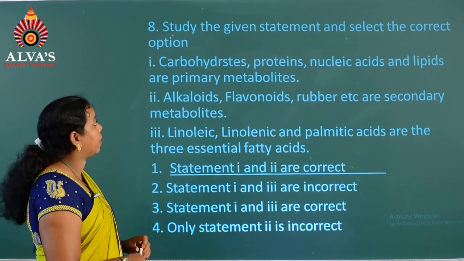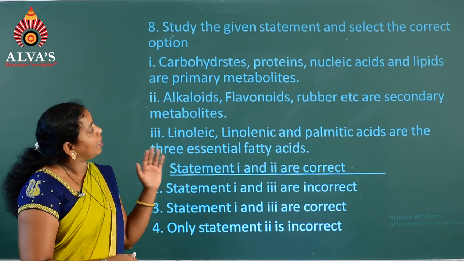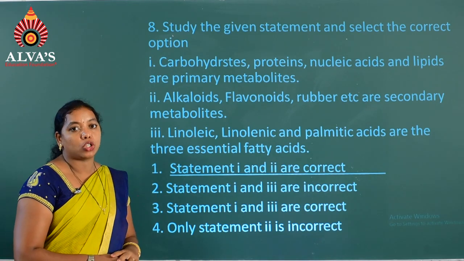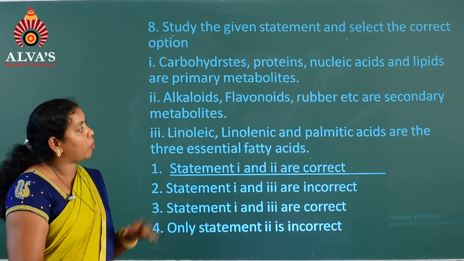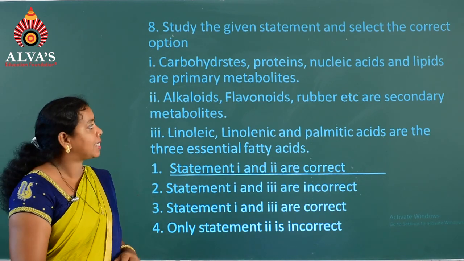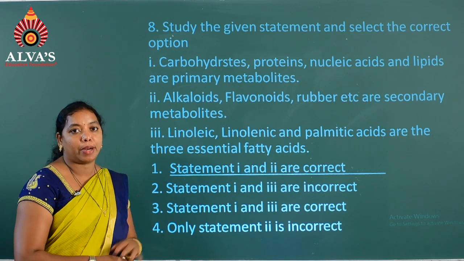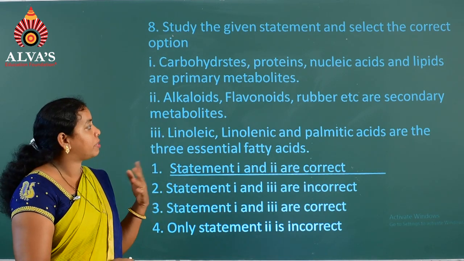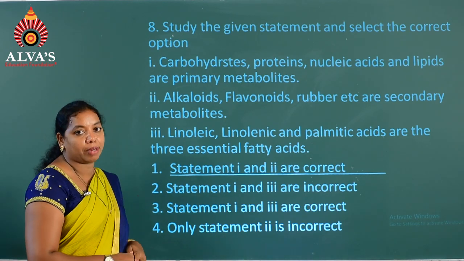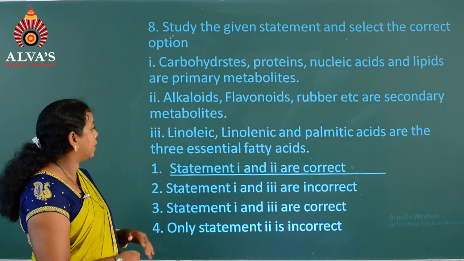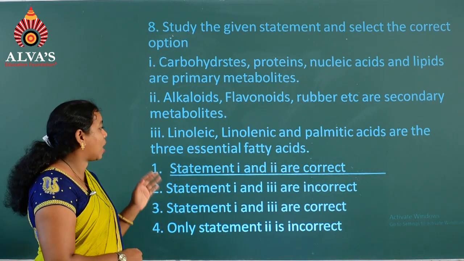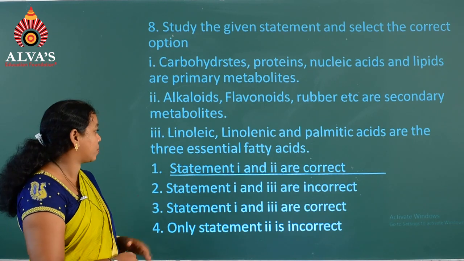But the next question, number 8. Study the given statement and select the correct option. Option 1: carbohydrates, proteins, nucleic acids and lipids are primary metabolites. The second: alkaloids, flavonoids, rubber, etc. are secondary metabolites. The third one: linolenic or linoleic and palmitic acids are the 3 essential fatty acids.